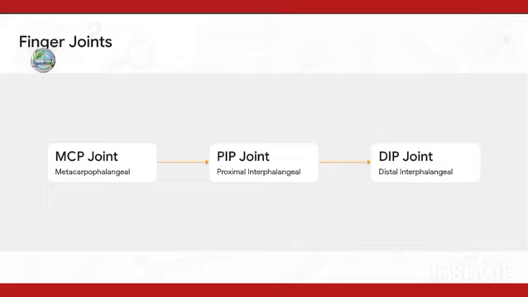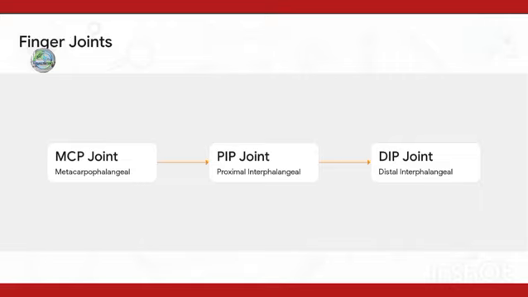From those metacarpals in your palm, we finally reach the phalanges, your fingers. Let's step through the joints from the base out to the tip. First, you hit the metacarpophalangeal, or MCP joint. These are basically your main knuckles. Next up is the proximal interphalangeal, or PIP joint. And finally, nearest the fingertip is the distal interphalangeal, or DIP joint.